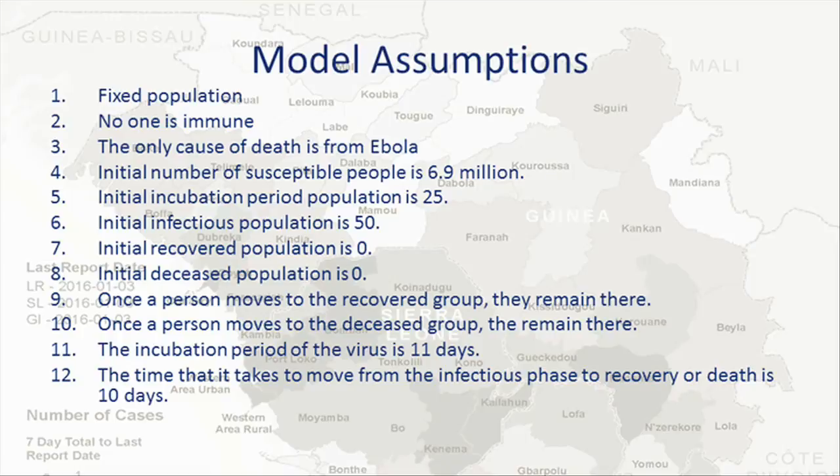And then we're going to assume that the initial recovered population is 0 and the initial death population is also 0. We're also going to assume that once a person moves to the recovered group, that they remain there. So you're not going to go through the course of the virus and then catch Ebola again once you're clear. And then also, if someone moves to the deceased group, then they stay deceased. Pretty fair to assume. And then we're also going to assume that the incubation period of the virus is 11 days. And then, like I said earlier, the time it takes to move from being infected to either recovery or death is 10 days. So a total 21-day course of the virus.